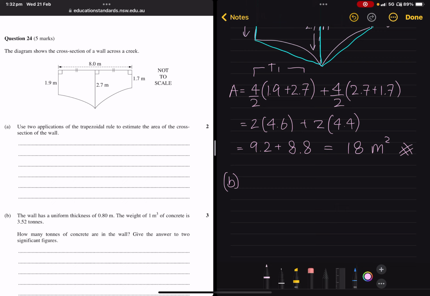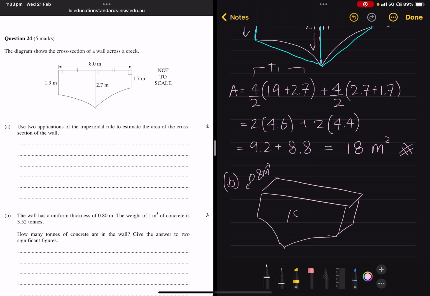We're told the wall has uniform thickness of 0.8 meters. The weight of 1 meter cubed of concrete is 3.52 tons. How many tons of concrete are in the wall? Okay, so we're told that actually the wall looks like this. It's a three-dimensional shape. Goes down, curves this way, curves up this way, something along these lines. And we're told that the width of the thing is 0.8 meters. So this is 0.8 meters wide.